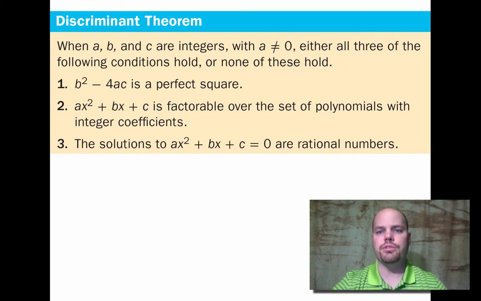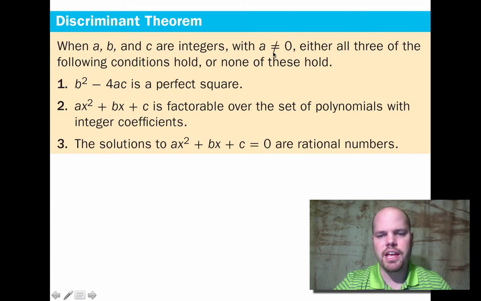All right, so that leads us to the discriminant theorem. When a, b, and c are integers and a isn't 0, either all 3 of the following conditions hold or none of them hold. Number 1, b squared minus 4ac is a perfect square. Number 2, ax squared plus bx plus c is factorable over the set of polynomials with integer coefficients. And number 3, the solutions are rational numbers, like we just saw in the last example.